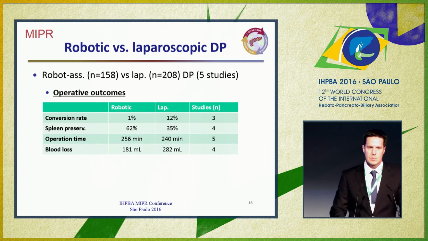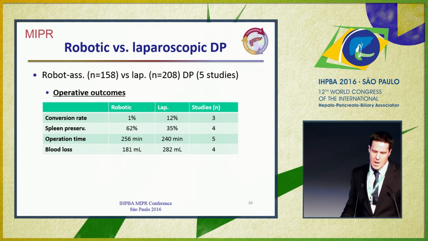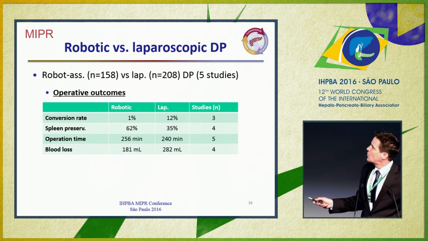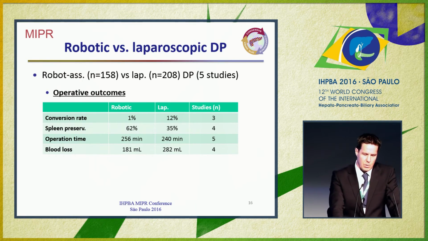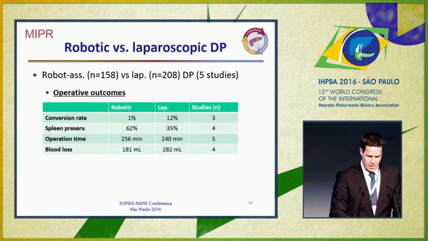So this is our last comparison, as shown. So this is the comparison of the 2 minimally invasive approaches compared directly to each other, robotic versus laparoscopic distal pancreatectomy. Almost 400 patients, 5 studies, conversion rate very low in the robotic arm, 1% compared to 12% in the laparoscopic group. Splenic preservation was even higher in the robotic group, 62%. Operation time, again, 4 hours in both treatment arms, no significant differences here. And blood loss was further reduced by the robotic technique compared to the laparoscopic technique.